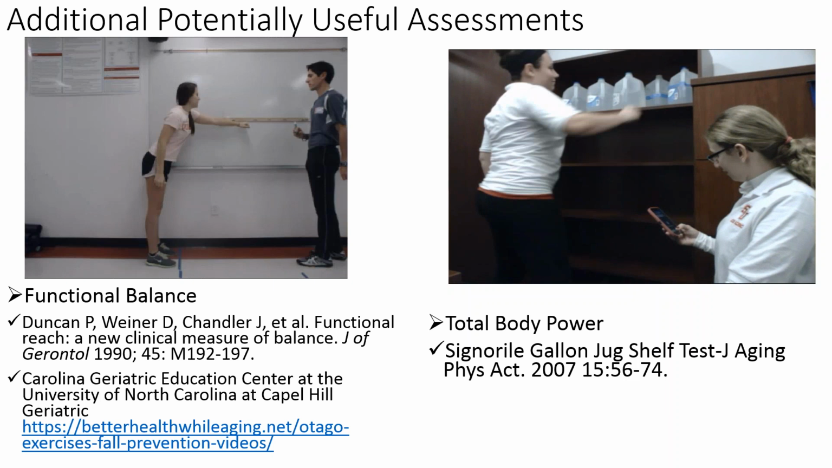You start your stopwatch as soon as the person grabs and starts to move the first jug, and you time them. You stop the watch when the last jug hits the top of the shelf. And there are norms for that test as well. So that's a full body power test, and they can use 2 hands if they want to as well.